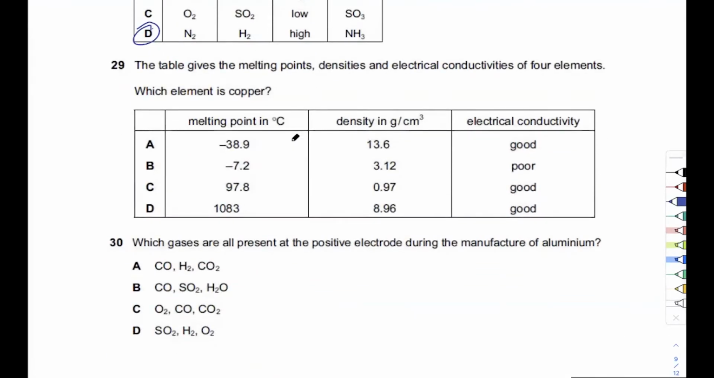Okay, the table gives the melting point, density, and electrical conductivity of 4 elements. Which element is copper? Before you look at the options, know that the melting point of copper is high because it's a transition metal. Its density is high, again, transition metal. Conductivity is high, transition metal. So we're looking for 3 options that are all high. It cannot be this one because it's poor conductivity. And in the other ones, we're looking for high density. That could be this one or this one. And then melting point is high, D. So D is the answer, right?